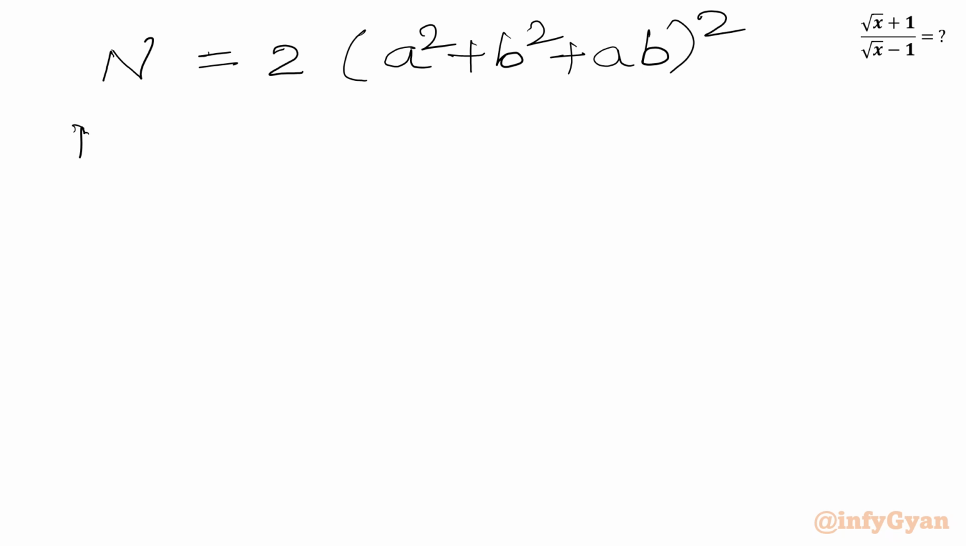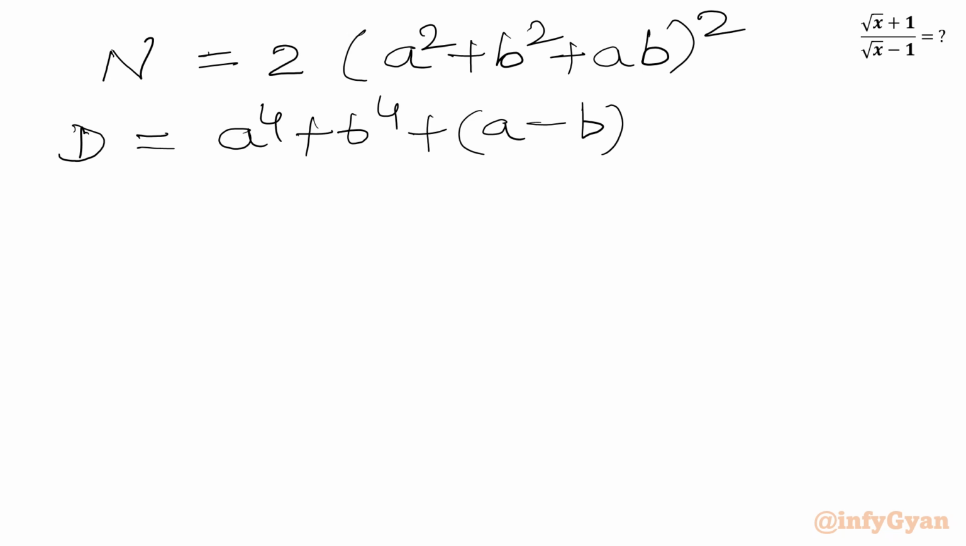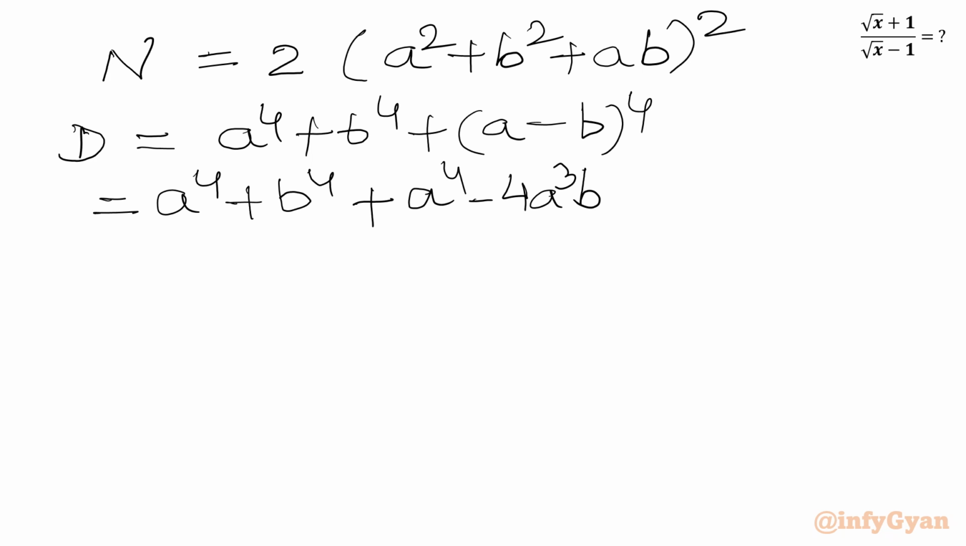Now we will simplify the denominator. Denominator was a power 4 plus b power 4 plus (a minus b) whole power 4. Let us use binomial expansion. A power 4 plus b power 4 will be as it is. Now we will write a power 4, then minus 4a cube b plus 6a square b square minus 4ab cube, then we will write plus b power 4.